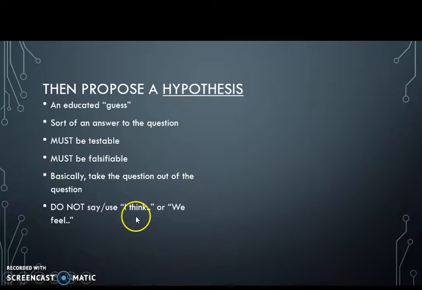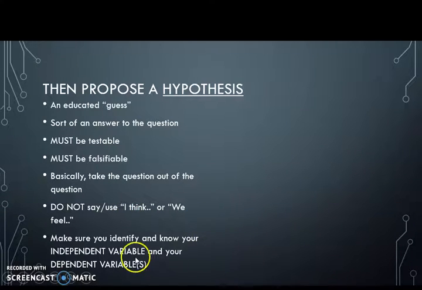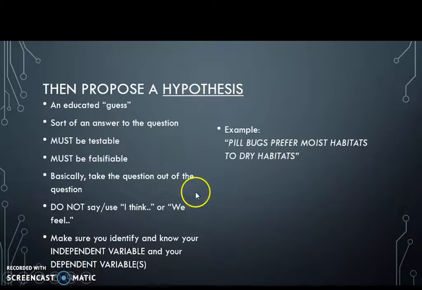And we want to refrain from saying things like I think or we feel that. It doesn't seem like it's a big deal, but in true science writing, you always want to eliminate yourself from the equation. You don't want to say I or we. It's done in a passive manner. And then also, remember from our previous video, make sure you know what independent variable you're testing and what your dependent variables are. Remember what you're observing.